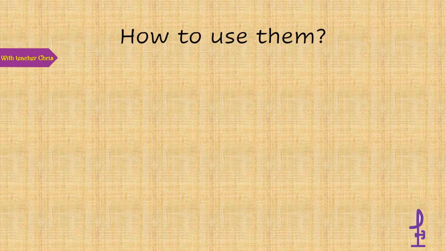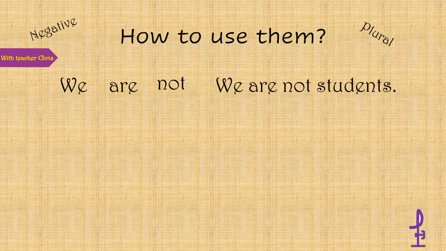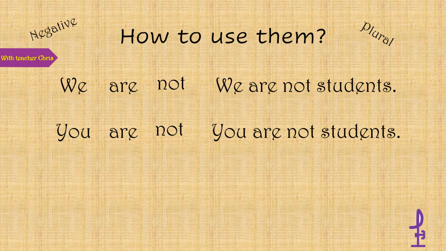And we continue. We are going to be seeing the plural forms. We are not. Once again, we add not there. We are not students. You are not. You're not students. This sentence is a plural. Look at this. It says you are not students. Before we had this same sentence in a singular form. You are not a student.